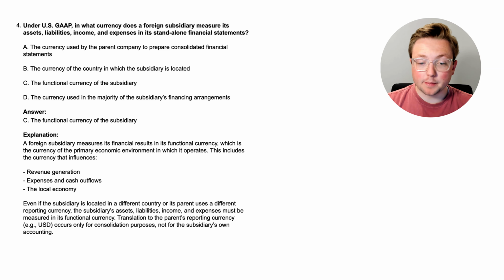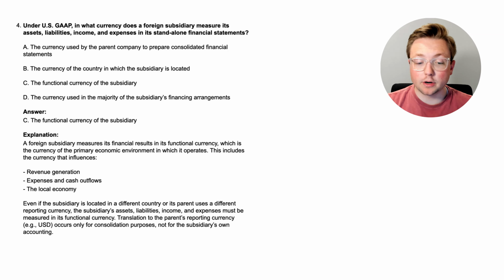A foreign subsidiary measures its financial results in its functional currency. We've been talking about this the whole video, which is the currency of the primary economic environment in which it operates. This includes the currency that influences revenue generation, expenses and cash outflows, and the local economy. Even if the subsidiary is located in a different country or its parent uses a different reporting currency, the subsidiary's assets, liabilities, income, and expenses must be measured in its functional currency.